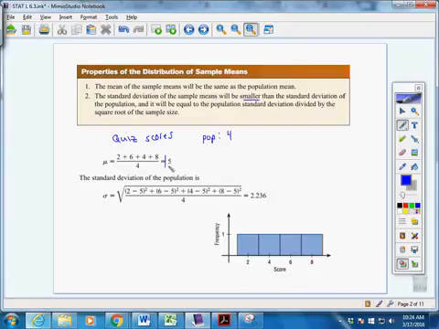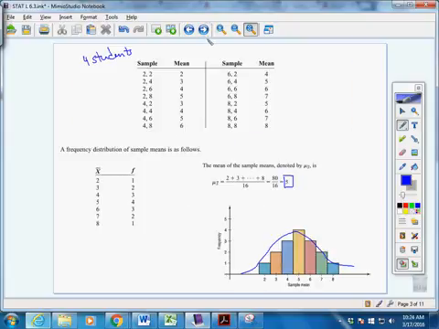Remember, our population mean with just 4 students was 5. So that's why they're saying the mean of the sample means will be the same as the population mean. Okay, just kind of stick with me.